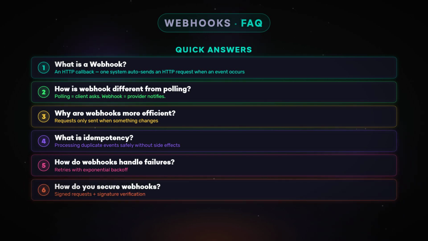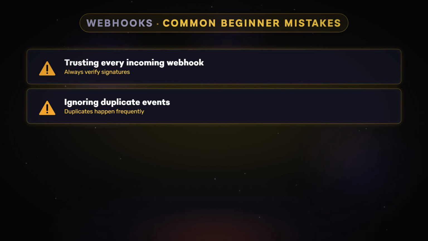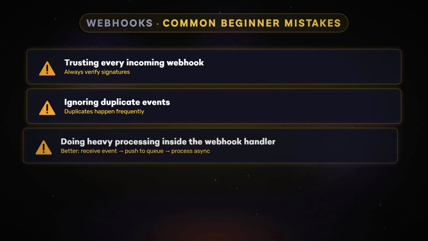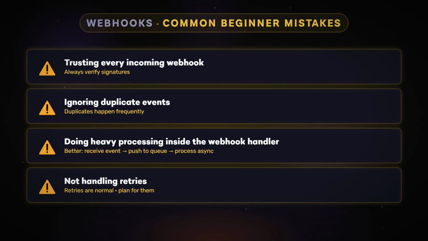Now let's try to understand some of the common beginner mistakes in this area. Mistake 1 is trusting every incoming webhook. Always verify the signature. Mistake 2 is ignoring duplicate events. Duplicates happen frequently in this case. Mistake 3 is doing heavy processing inside the webhook handler. A better approach: receive the event, store the event, push to a queue, process asynchronously. Mistake 4 is not handling retries. Retries are a normal part of a webhook system.